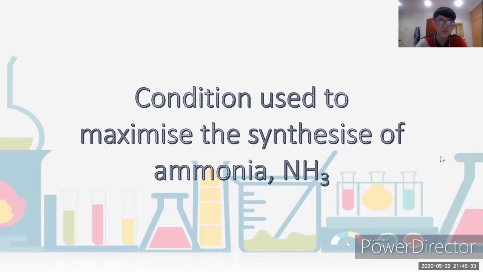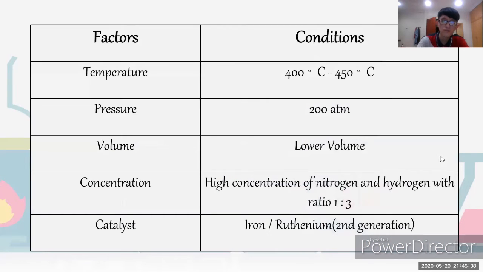We will now go deep into the conditions used to maximize the synthesis of ammonia. The temperature should be 400 degrees Celsius to 450 degrees Celsius. The pressure will be 200 atm. The volume will be low volume. The concentration should be high concentrations of nitrogen and hydrogen with a ratio of 1 to 3. Catalyst is also present in this process, and the catalyst used will be iron, or ruthenium as the second generation catalyst.